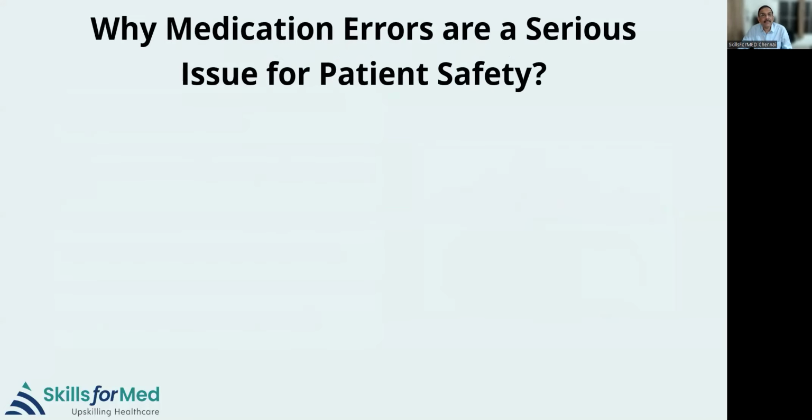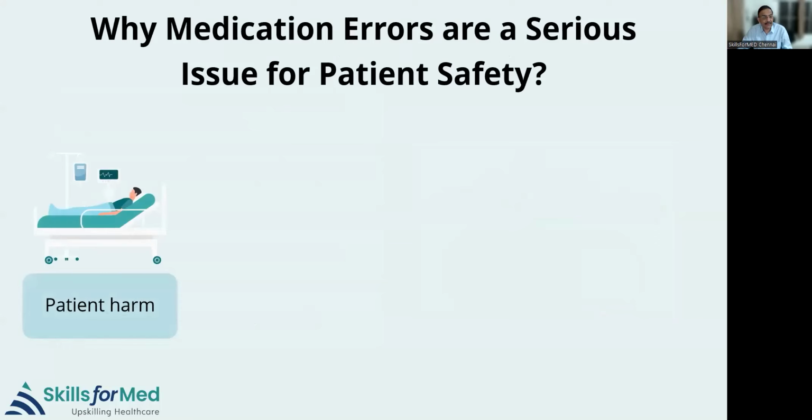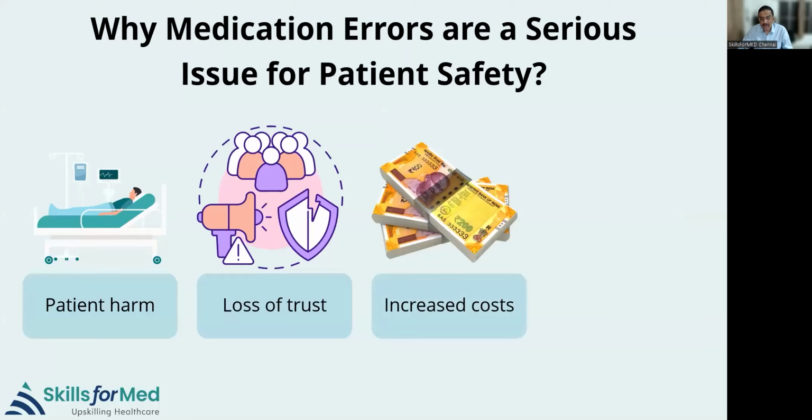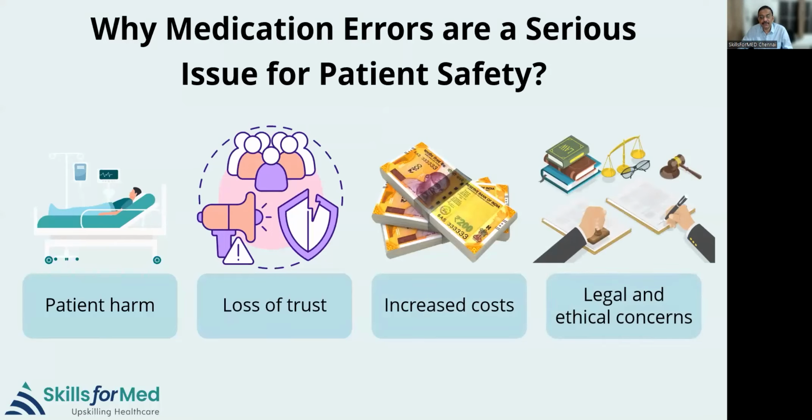Why are medication errors a serious issue for patient safety? One, as we saw, they can cause patient harm. And very importantly, when such an incident happens in our hospital, there's a loss of trust. Immediately, the press will come and blow it up, and we lose our face and trust in the eyes of the public. And it leads to increasing cost both to the patient and to the healthcare team. And of course, we'll get entangled in legal and ethical concerns. So these are all problems which can happen because of medication errors.